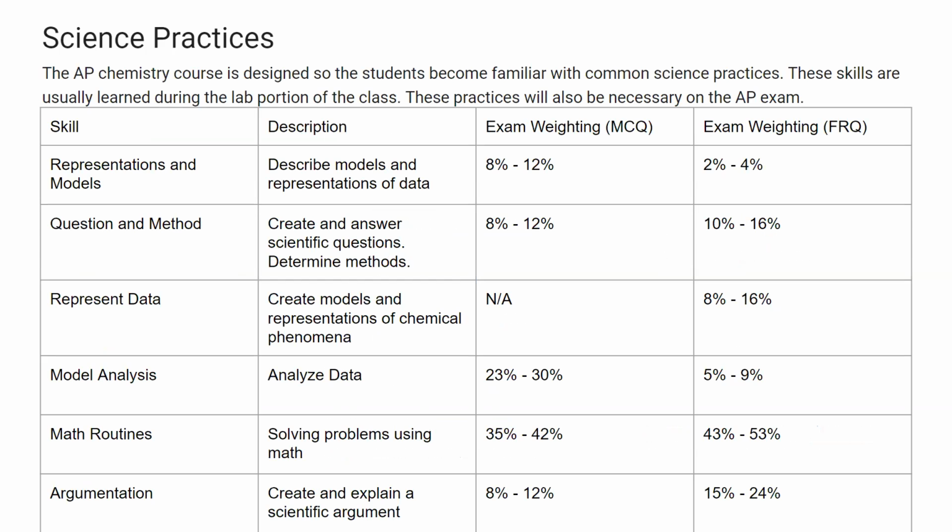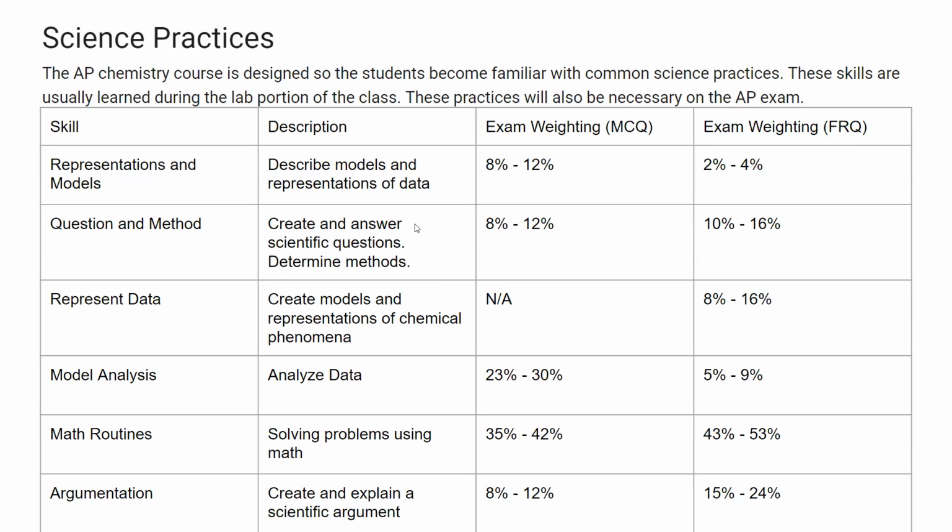Here are the 6 science practices that the College Board wants you to know for the AP Chemistry course. The course is designed for you to learn these, and at least for me, most of these skills were learned during the lab portion of the class. They required you to write and read procedures and lab reports. These practices will be very necessary for the AP exam, especially for the FRQ. Representations and models: describe models and representations of data, which is weighed not too much on the MCQ and very little on the FRQ.